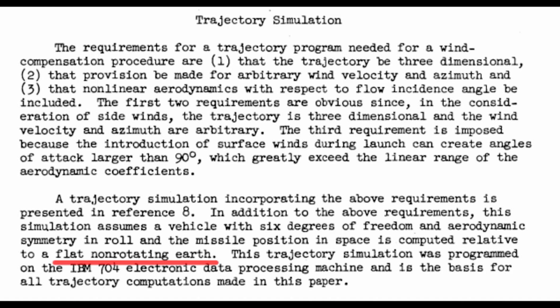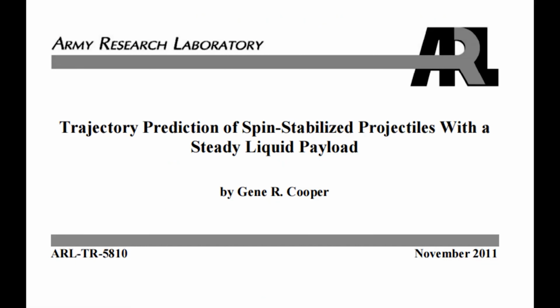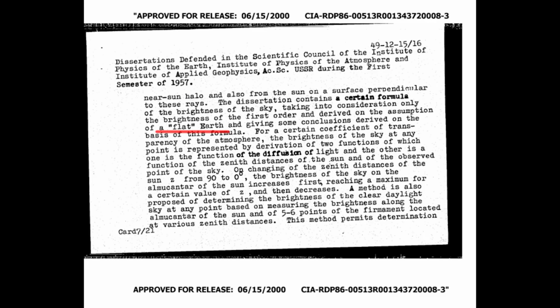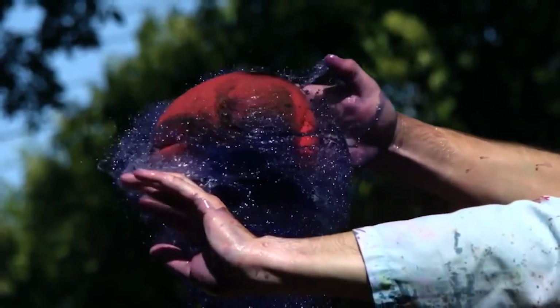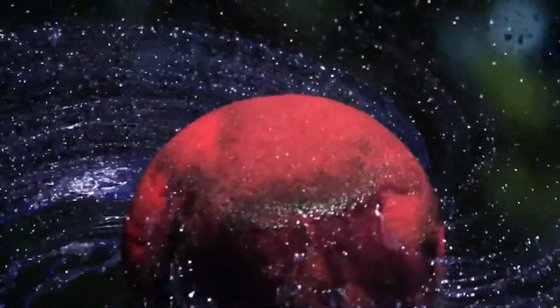NASA Technical Note, flat, non-rotating Earth. NASA Langley Research Center, flat, non-rotating Earth. Army Research Laboratory, these equations assume a flat Earth. Even the Soviets made their assumptions based on a flat Earth. If the Earth were a ball and rotated at 1,000 miles per hour, you obviously would not see the repeated engineering assumptions that the Earth is flat and stationary.